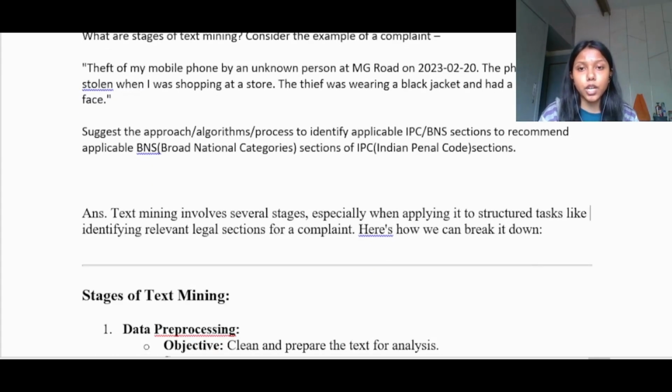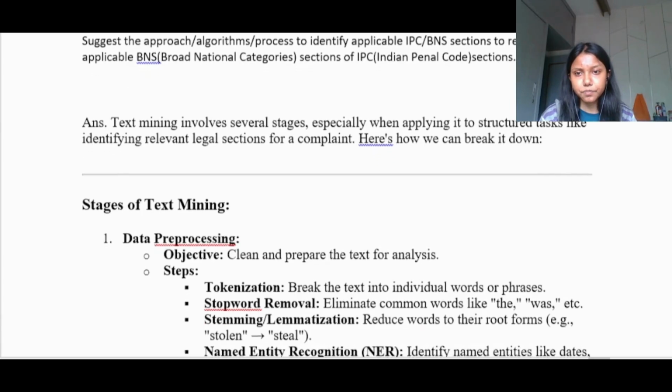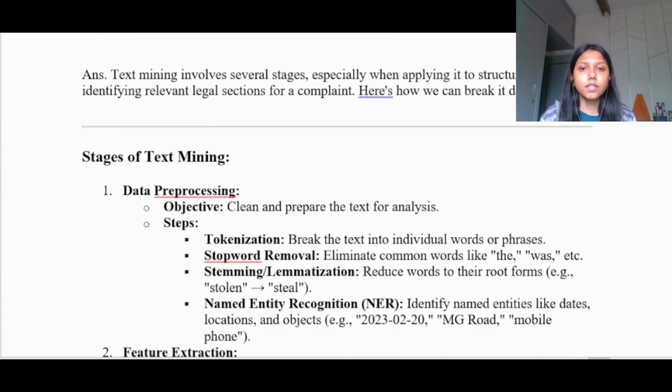Suggest the approach, algorithms, or process to identify applicable IPC BNS sections to recommend applicable BNS, that is Broad National Categories section of IPC, that is Indian Penal Code sections. So let's start with this question. Text mining involves several stages, especially when applying it to structured tasks like identifying relevant legal sections for a complaint. Here's how we can break it down.